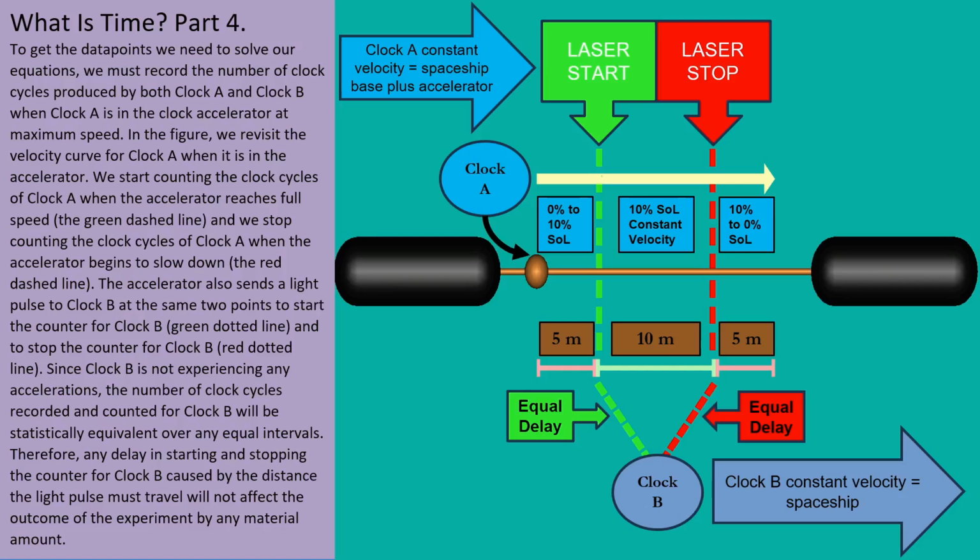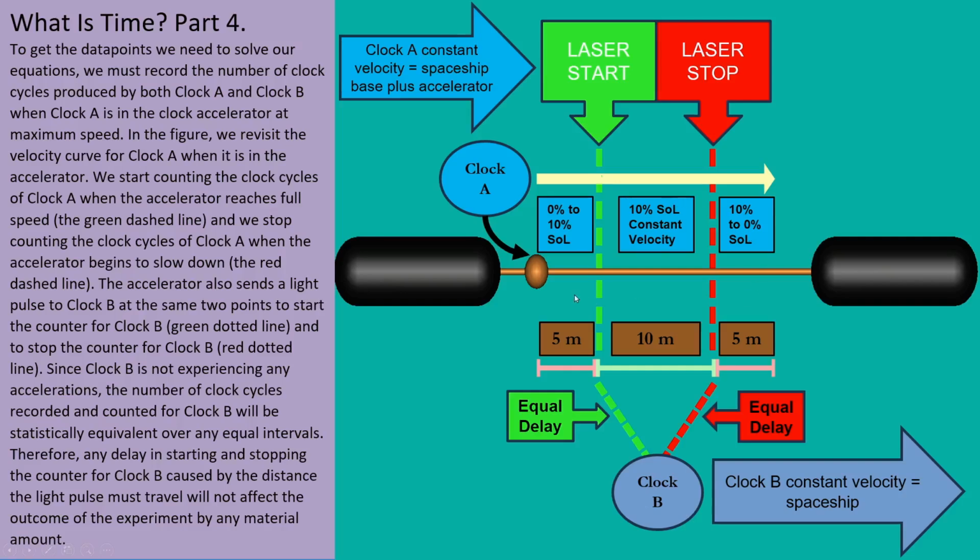Since clock B is not experiencing any accelerations, the number of clock cycles recorded and counted for clock B will be statistically equivalent over any equal intervals. Therefore, any delay in starting and stopping the counter for clock B caused by the distance the light pulse must travel will not affect the outcome of the experiment by any material amount.